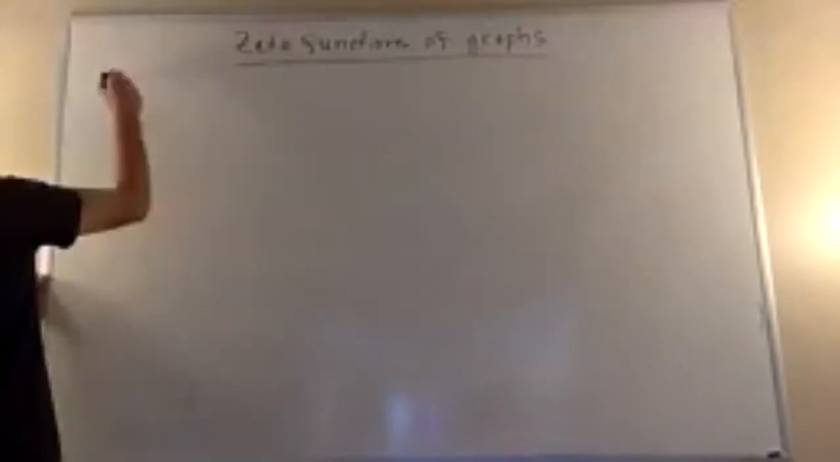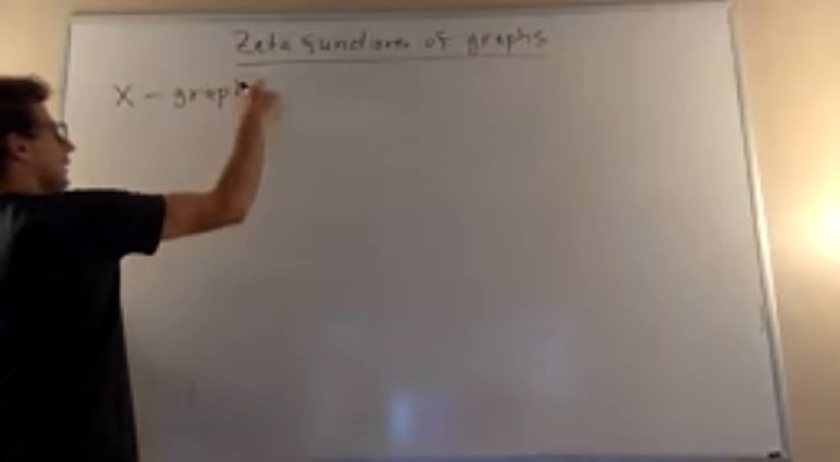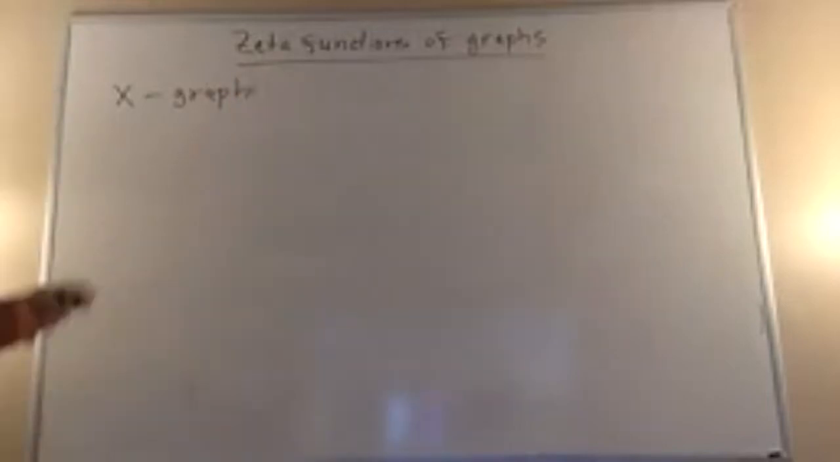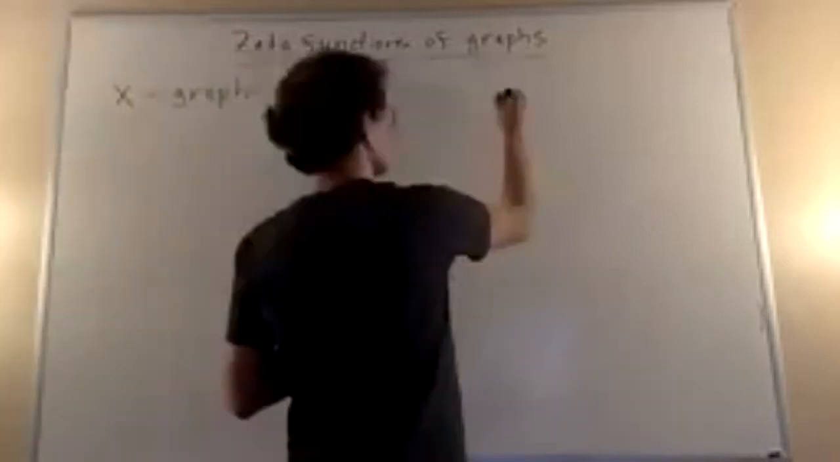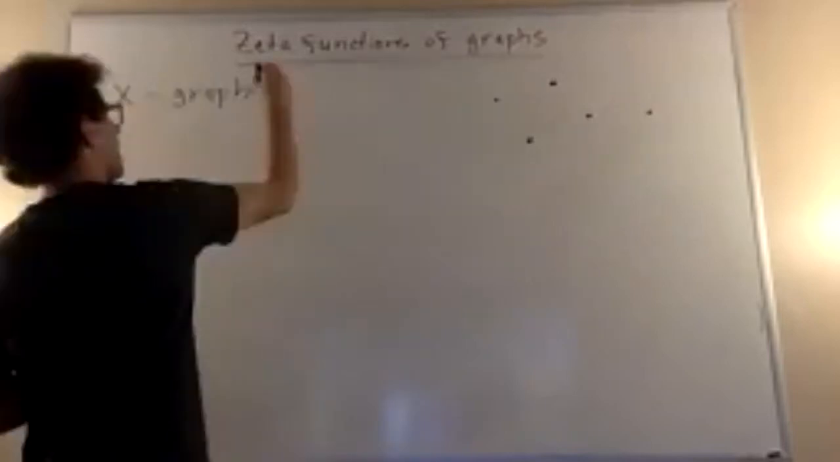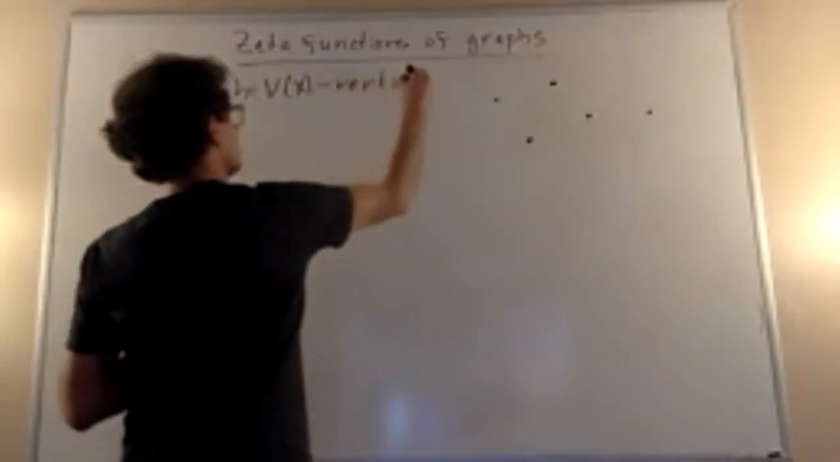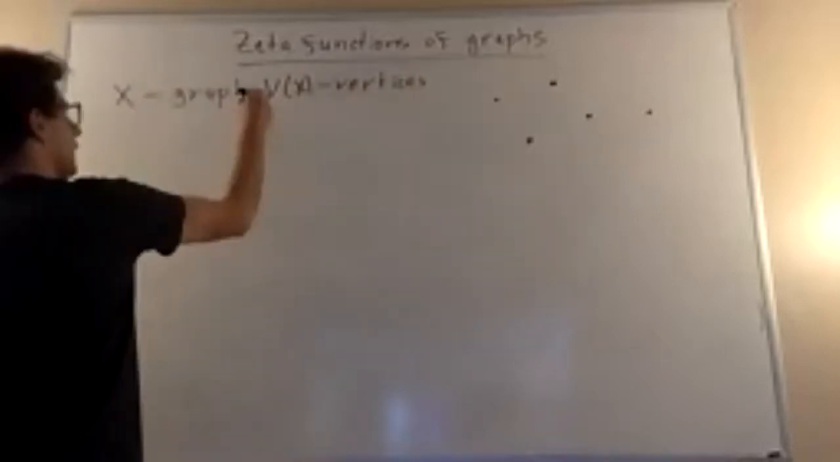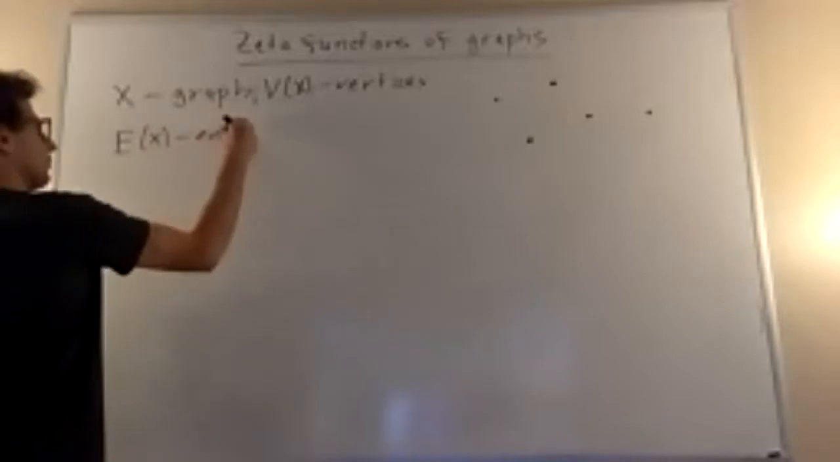Okay, so X is now going to be a graph. And this is something that you've all seen. There's nothing special about graphs. So what is a graph? A graph is just a bunch of vertices, something like this. So I'm going to denote them V of X. These are the vertices of my graph. And it's going to have some number of edges, E of X, that's the edges.